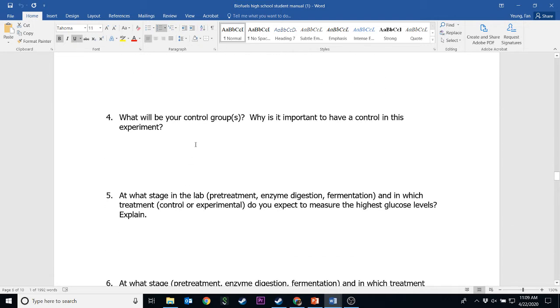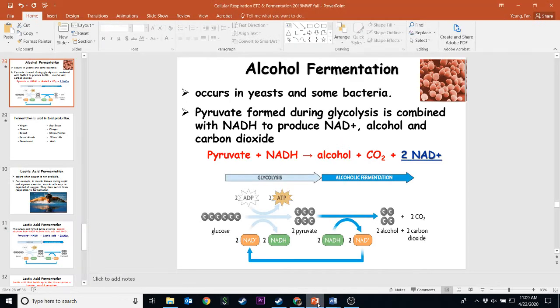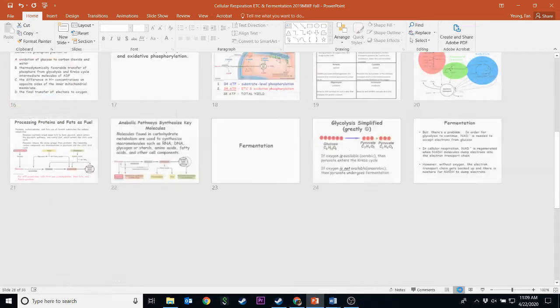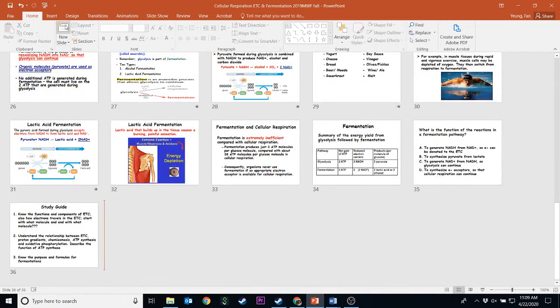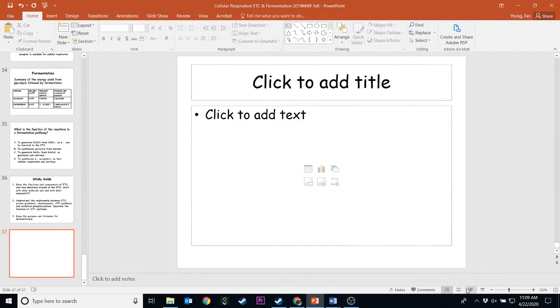Now, what will be your control group? So here's the thing I want to talk about. For your biofuel experiment, you need to have a control group. I'm going to have a new slide up here so I can draw. Now, I'm still using the same option. So I have cob versus husk. And I'm using cellulase as my enzyme.